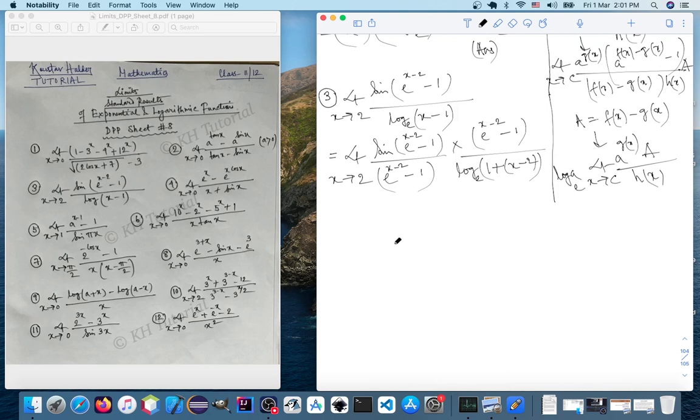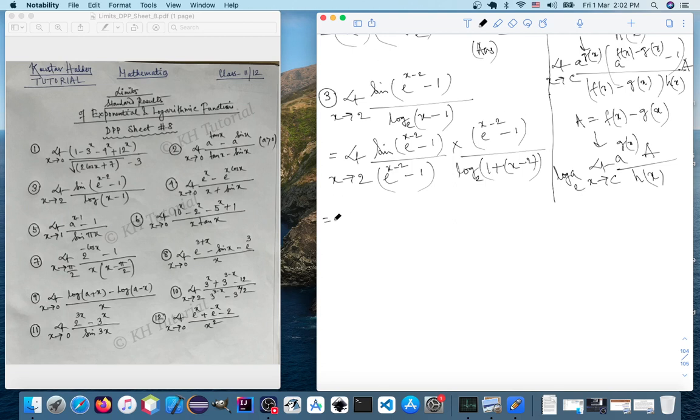Now, sine of e to the power x minus 2 minus 1. This whole thing, e to the power x minus 2 minus 1, becomes 0. So we have the same term in the denominator, so we can apply the result sin x by x. This thing will be 1 directly. Now we have to deal with this. To apply the standard result e to the power x minus 1, we will need the x minus 2 term.